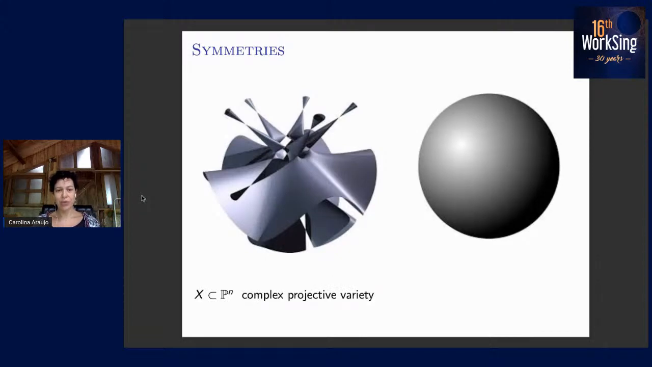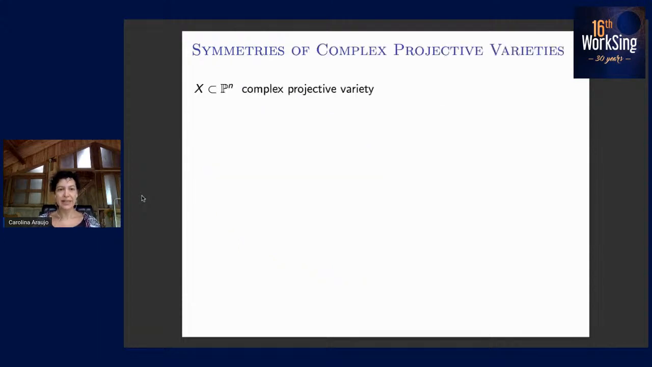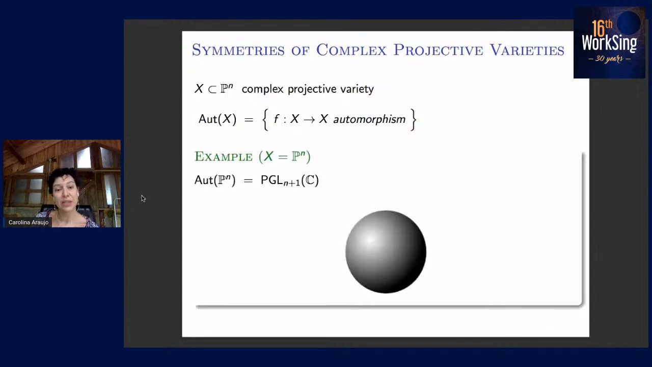But in our context, we will be working with complex algebraic varieties. And in this case, the first notion of symmetry that I want to introduce is the notion of automorphism. So given any complex projective variety, we can consider its group of automorphisms, and that is encoding its symmetries. For instance, when X is the projective space, the automorphism group is just the group of linear projective transformations of P^n. So this is PGL(n+1, C), and this is a Lie group that we understand very well.